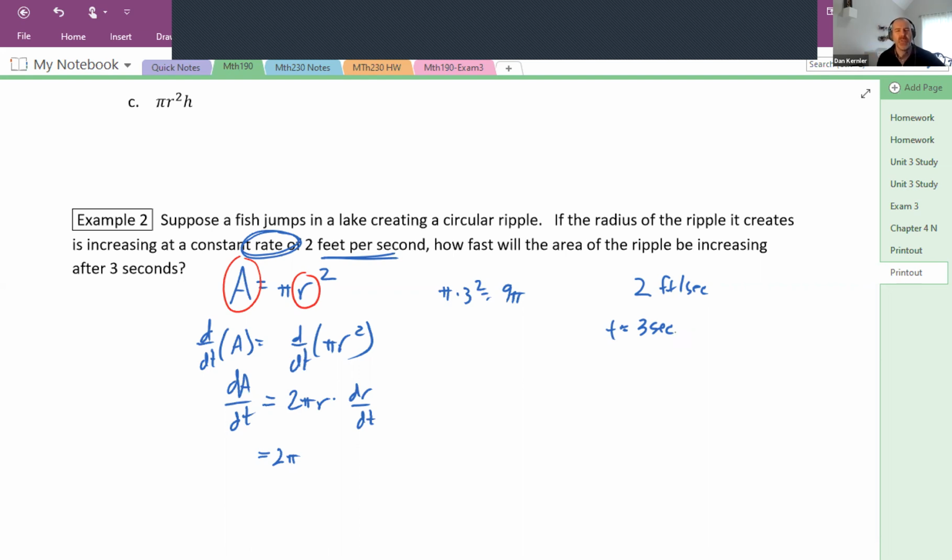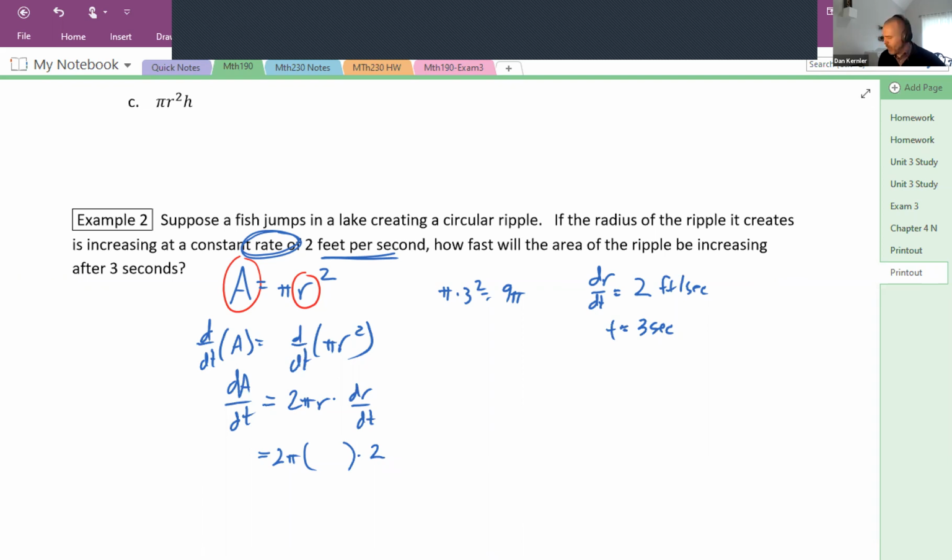So that 2 feet per second, that's not a radius because it has the per second. What is that 2 feet per second? It's dr/dt, right? The rate of change of the radius with respect to time. So dr/dt is 2 feet per second. And we have 3 seconds, so we can plug some stuff in here. We can plug in the dr/dt, that's 2, but we don't have r.